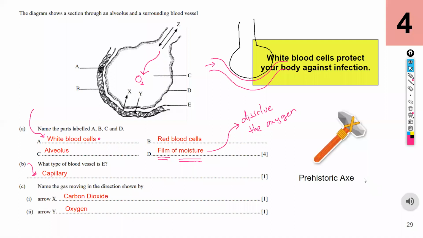Oh, look at the prize again. A prehistoric axe is probably worth thousands of dollars. It's a genuine prehistoric axe, right? So let me know when you're finished taking down everything on the screen. We will move on.